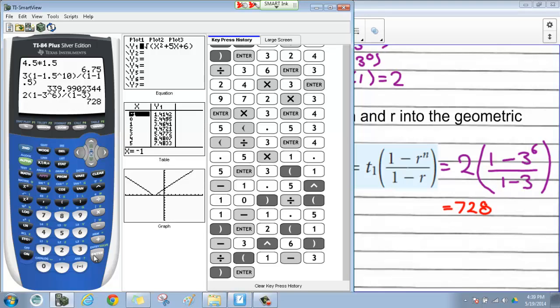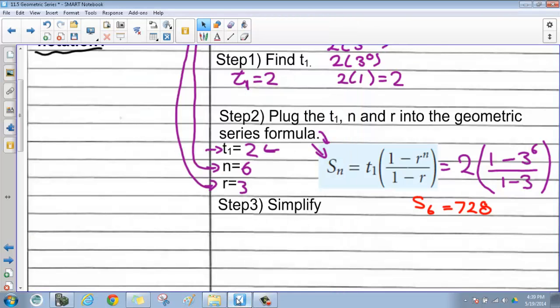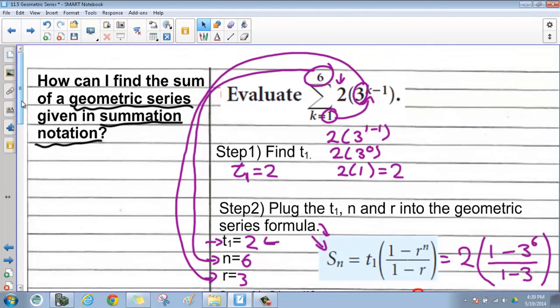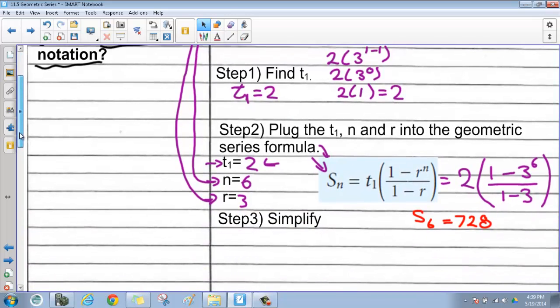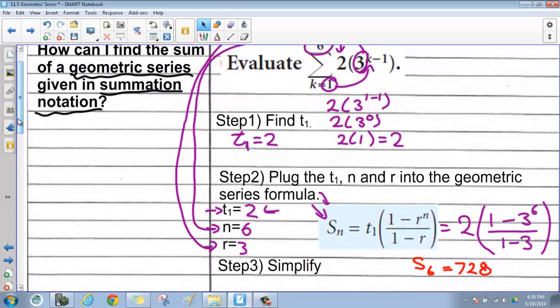728. So what does this number represent? That represents S sub 6 for this geometric series. In other words, if you were going to take the first 6 terms of this series and add them up, you will get 728. Okay? So that closes off this lesson.